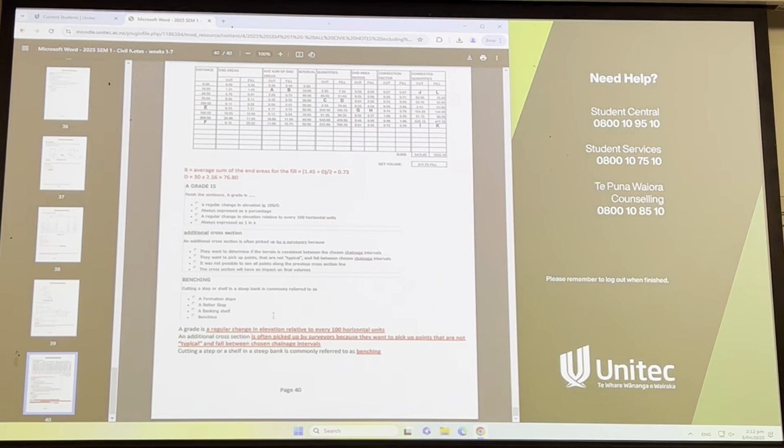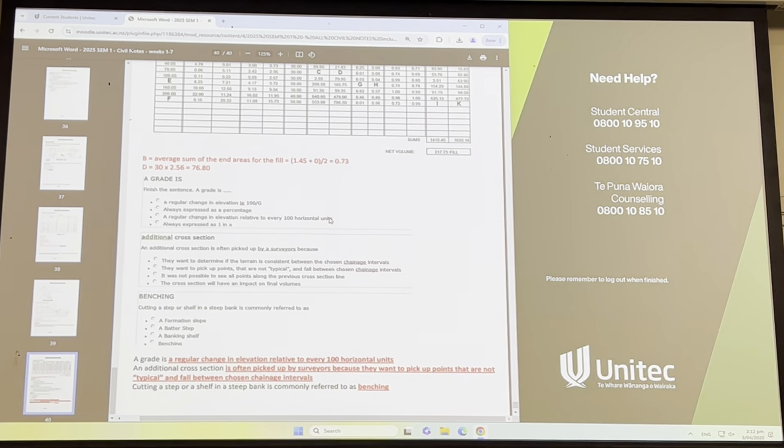So the first question is, finish the sentence. A grade is a regular change in elevation, always expressed as a percentage, or a regular change in elevation relative to 100 units. The answer is a regular change in elevation relative to every 100 horizontal units.